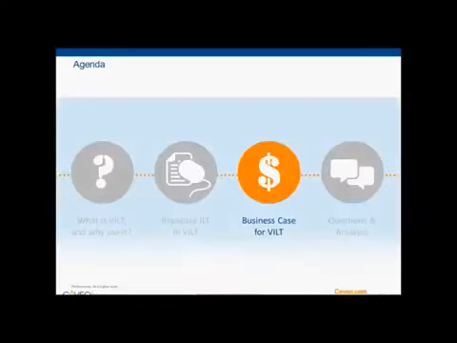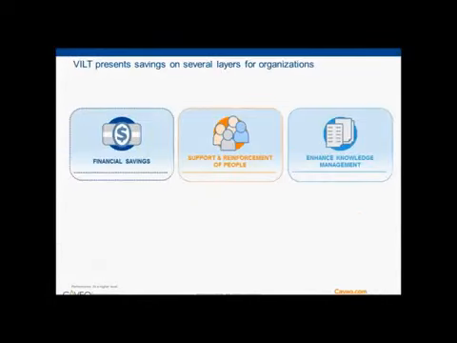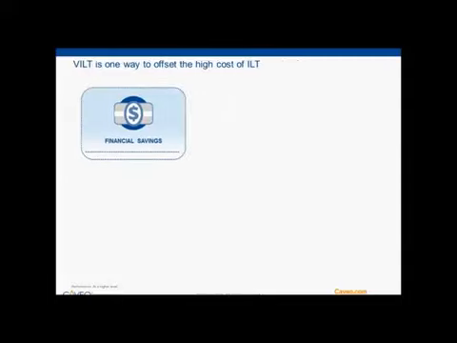So let's talk about the business case for VILT. What are the values? What's the good stuff within VILT that will help you create a business case for it? So VILT does have several layers of savings or value for organizations, and you can see the 3 of them here. We have financial savings, support and reinforcement of the people, enhancement of the knowledge management. So 3 key areas. We're going to start with the most obvious one, our financial savings.